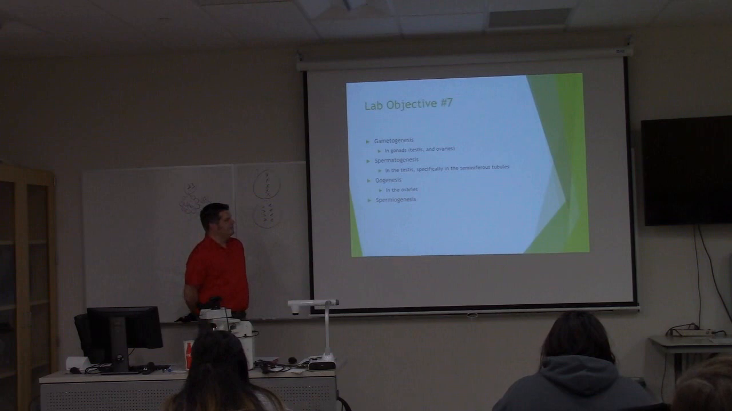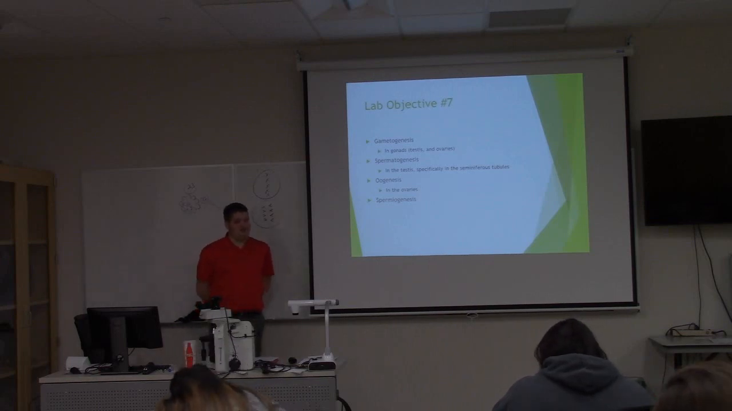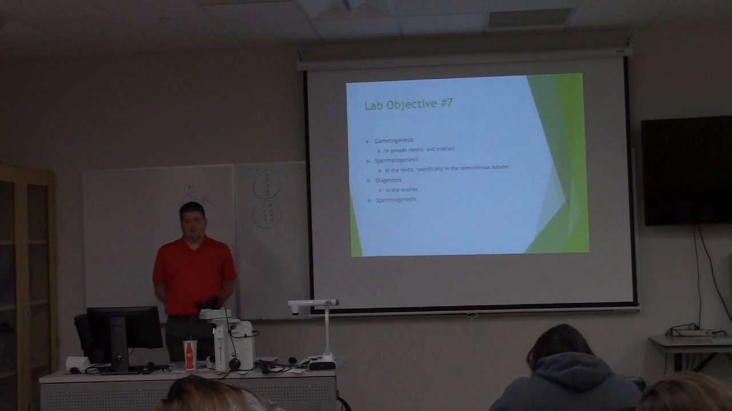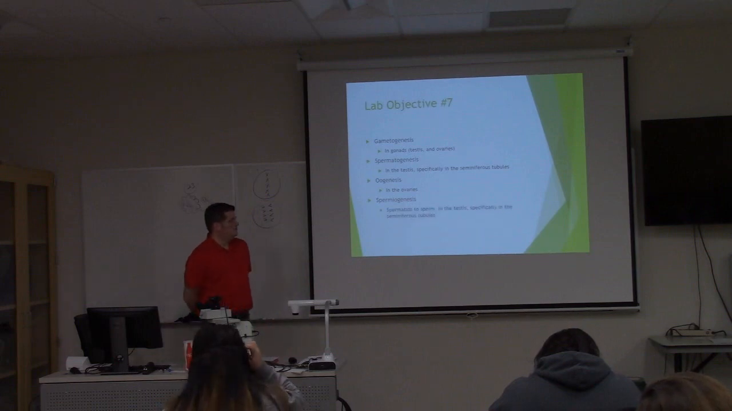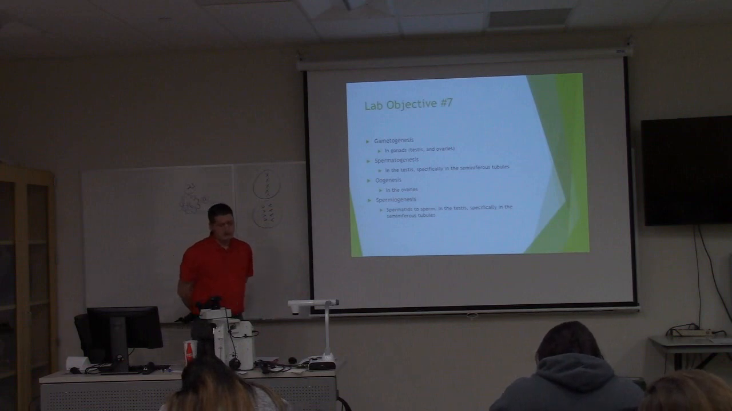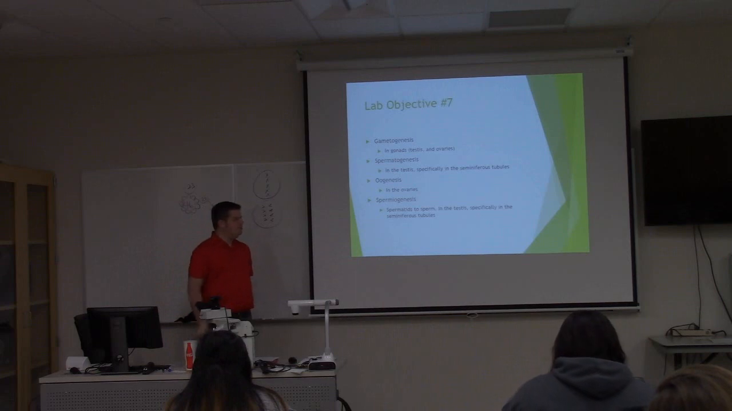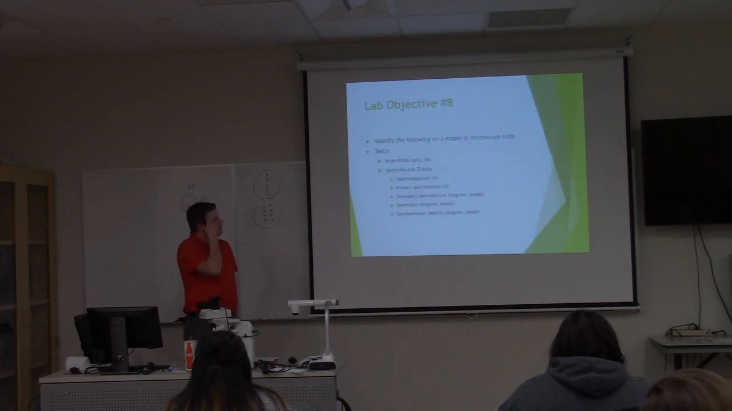Then we have a word that looks a lot like spermatogenesis. This is called spermiogenesis, and it is the maturation process of the sperm. This also takes place in the seminiferous tubules. So the sperm are produced in the seminiferous tubules of the testes, and they further mature, called spermiogenesis. We'll look at that in just a moment.